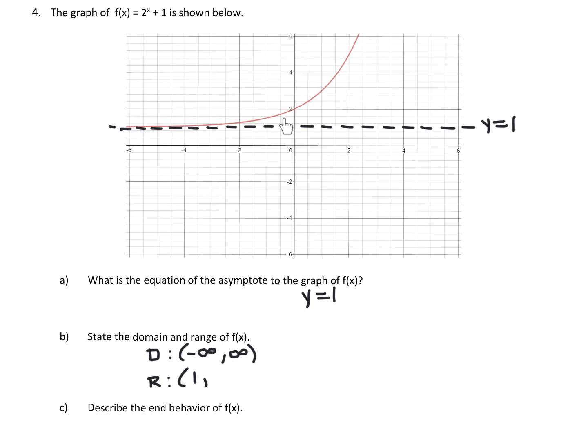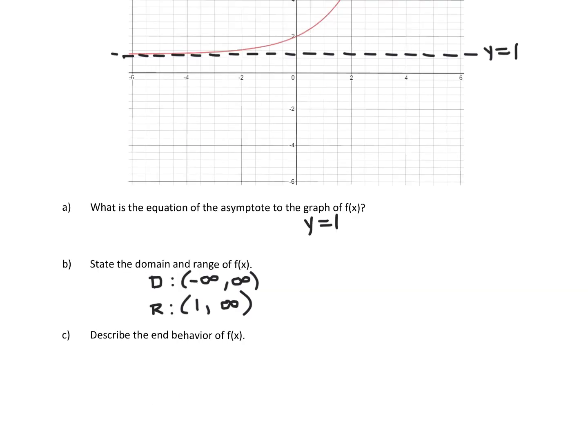As far as the y value goes, this graph is going to continue to go up and up without any limit. So it's going to approach infinity. Then part C wants to know the end behavior. So we're going to describe what happens as we go to the left on our graph, and then what happens as we go to the right on our graph.